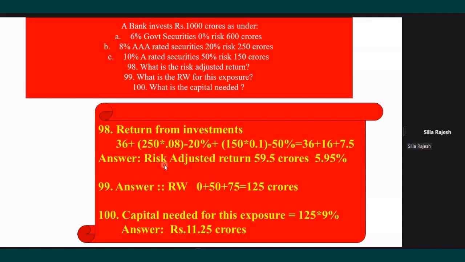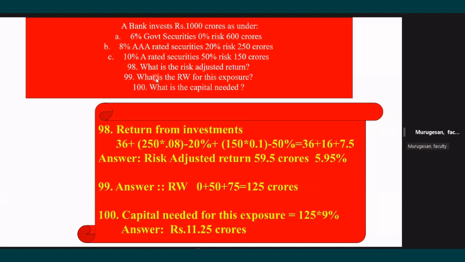Now it becomes 5.95, sir. Boss, 59.5 divided by 1,000. 1,000 is the total invested. All put together is the total income, boss. Total investment is 1,000, so 59.5 divided by 1,000. Just put the percentage button, 5.95. So the overall return is 5.95. Agreed? Okay.